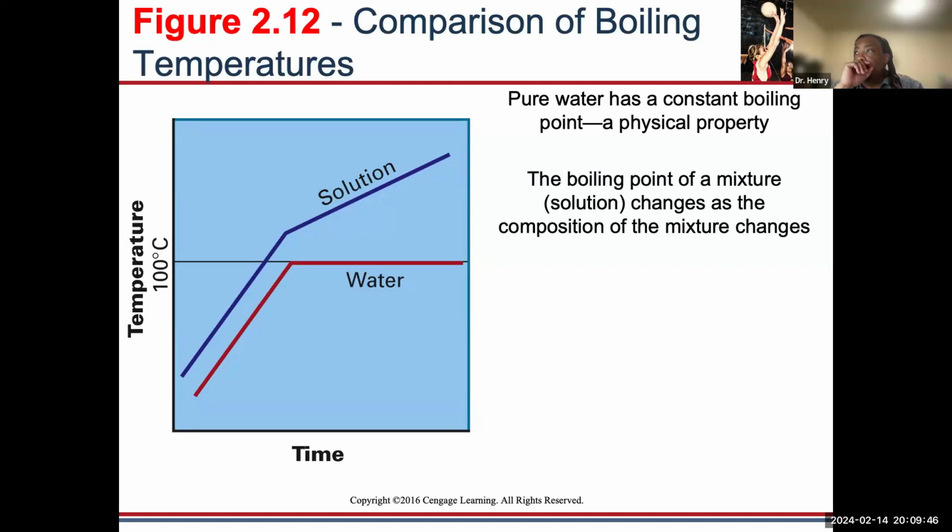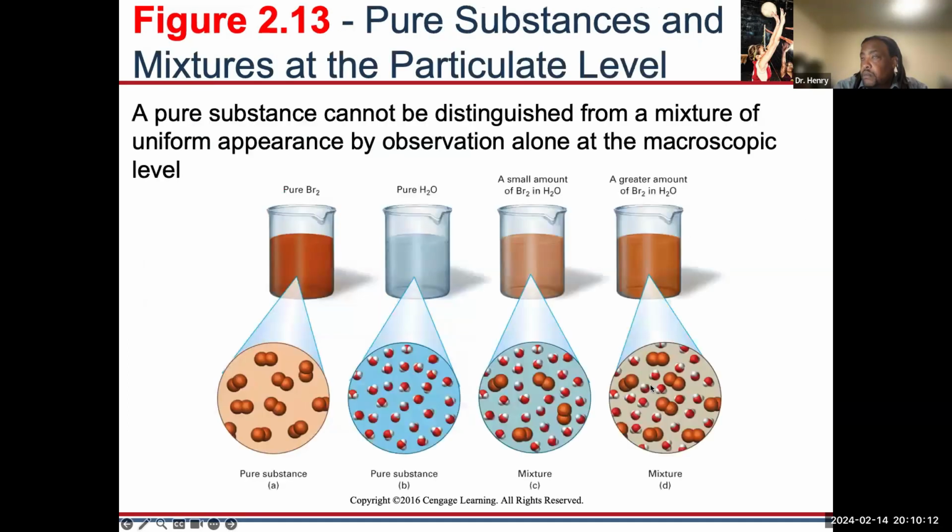Okay. And so that's one of the benefits of using a mixture. Not only that, this also lets us know that that is going to change the physical properties of water. Boiling point is one of the physical properties of water. By us adding salt, it changes those physical properties.